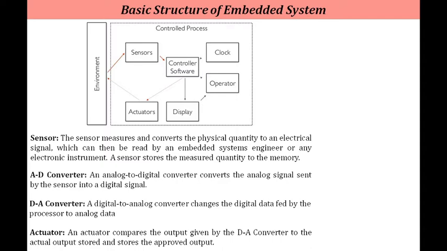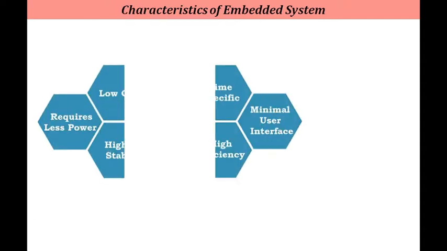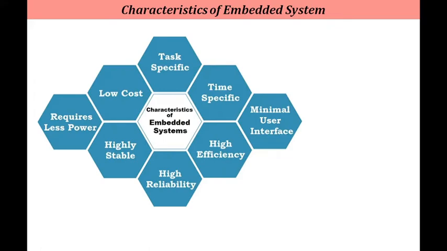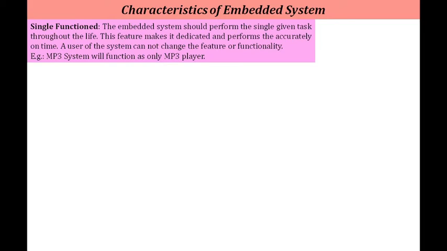Now let's discuss a few important characteristics of an embedded system. This diagram shows the important characteristics of an embedded system. Let's discuss them one by one. The first one is single function. We already discussed that an embedded system is used to perform a specific function or certain task. Let's say I have an MP3 player. What is the use of an MP3 player? It is a small embedded system and it functions as an MP3 player only. We use it to listen to a song. We cannot use it for another purpose.